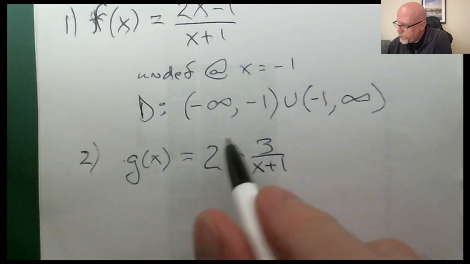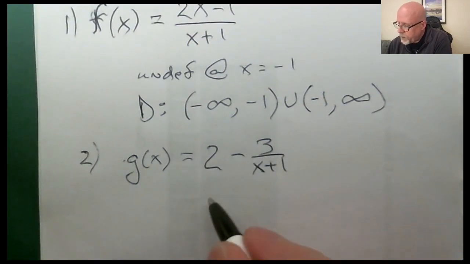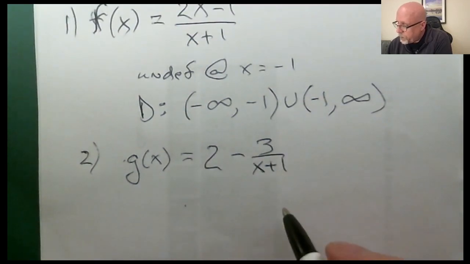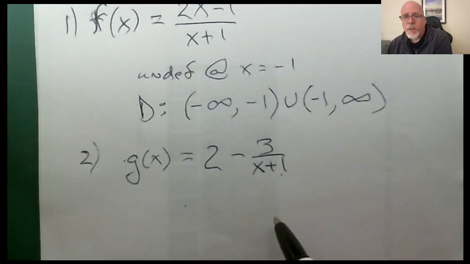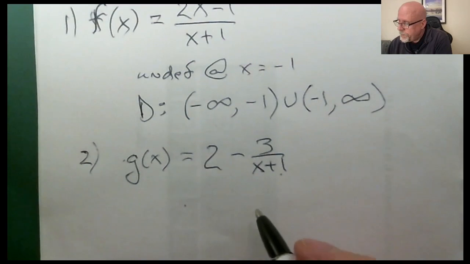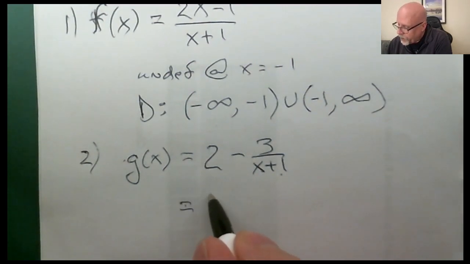Now I said you have to put these things over a common denominator and then subtract, but that common denominator won't affect the domain computation. I mean, we could go to the trouble of writing this as one polynomial divided by another. I guess I'll go ahead and do it since I said I would.